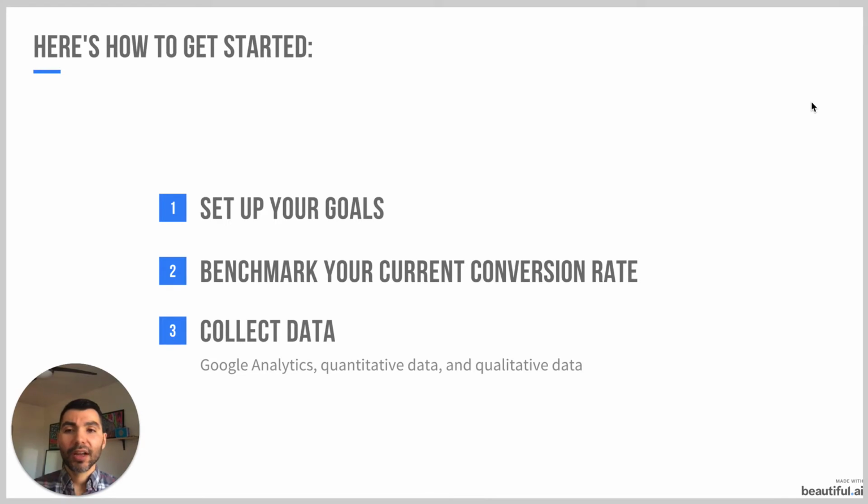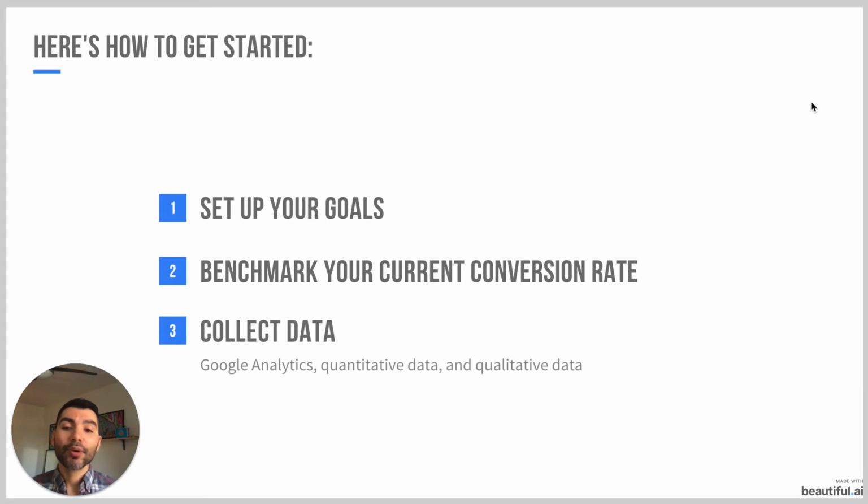So here's just a quick way to get started. The first thing that you want to do is set up your goals. And if you're just getting started with this, an easy goal could be 8 to 10% increasing conversions. Secondly, you want to benchmark your current conversion rate, because once you start making changes, you want to know, is that change that I made improving my website? Is it moving us in the right direction? Or maybe did I do something that wasn't really that great, and it's affecting us in a bad way? So benchmark your current conversion rate.